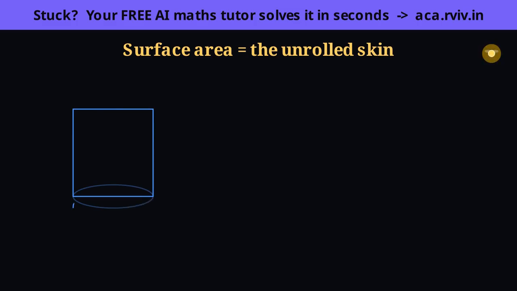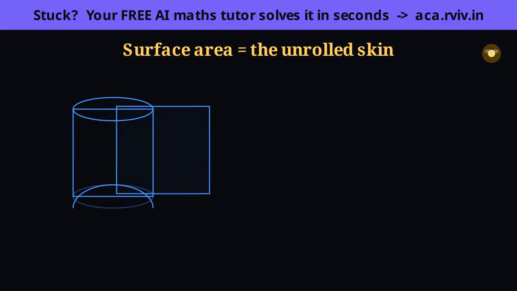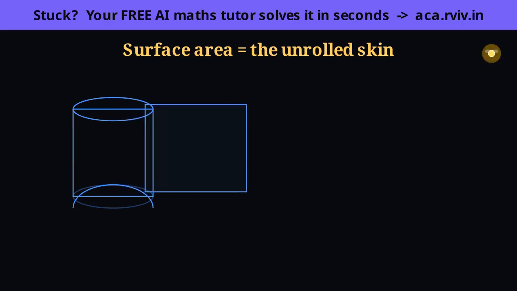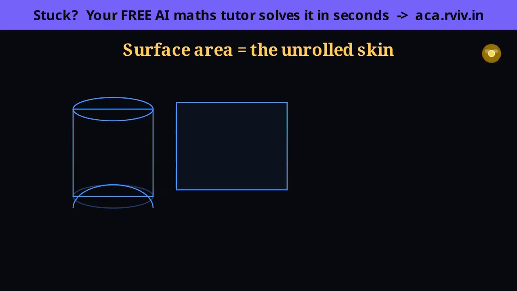Let's prove it to ourselves. Take the cylinder on screen, and let's peel it open piece by piece. First the curved side, the label on a tin. Slit it straight down and unroll it, and watch it flatten into a plain rectangle. Now here is the clever part. What are the sides of that rectangle?